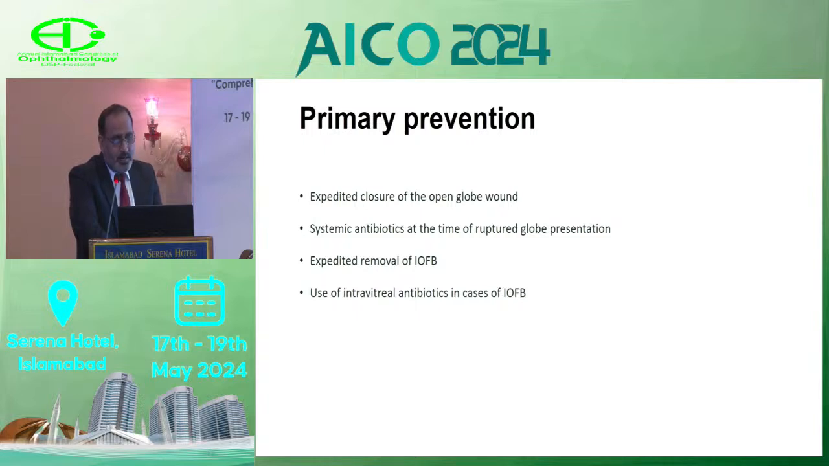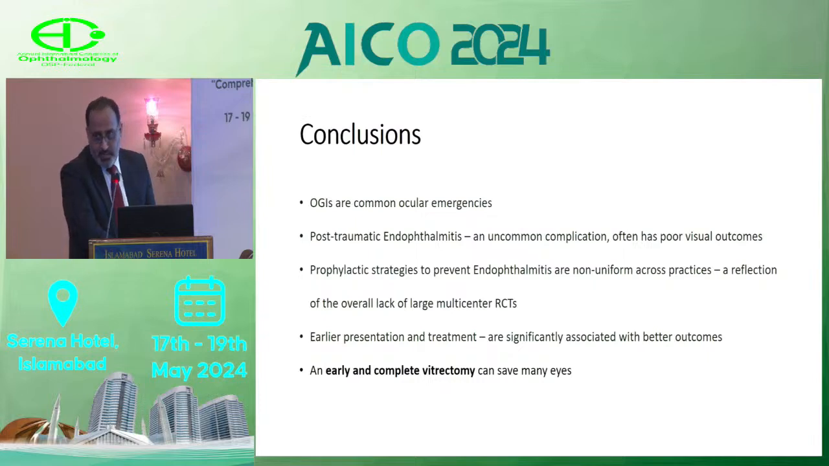Primary prevention, like in all other diseases, is important. And if we come across a case of open globe injury, expedited closure of the open globe wound is one of the important steps regarding primary prevention. Systemic antibiotics, removal of foreign bodies, and intravitreal antibiotics may help in saving the eye from endophthalmitis.